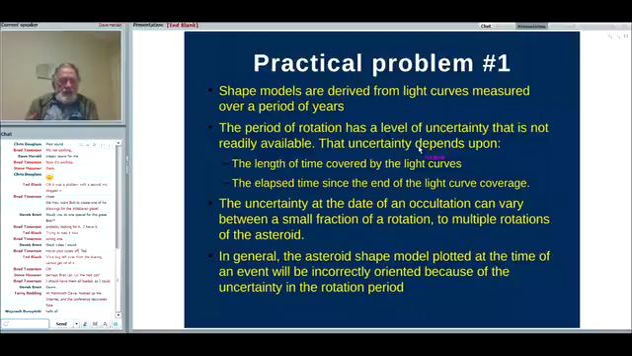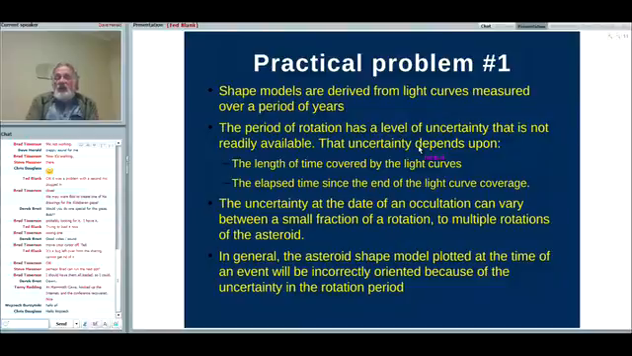Now that uncertainty is governed by two factors. The first one is the length of time covered by the light curves used to derive the shape models, whether that was over 5 years or 20 years, for example. And the second element is the elapsed time since the end of the light curve coverage. And for some of the light curves, particularly of the lower numbered asteroids, that could be well over 20 years. The net result is that the uncertainty in the date of an occultation can vary between a small fraction of a rotation to multiple rotations of the asteroid, which is a bit of a problem.